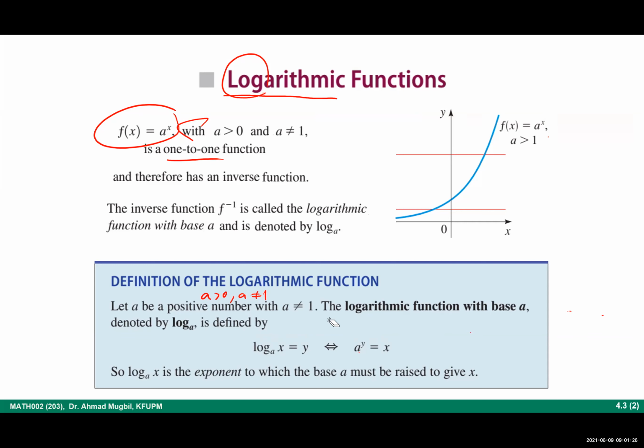So what I want you to focus on is this. Please pay attention. What is the relationship between the exponential and the logarithm? Log a of x equals y means that a to the power y equals x. So easy. So log a of x is the exponent. This is the power. y is the exponent to which the base must be raised. How to read it? We read it like this: log base a of x is y.